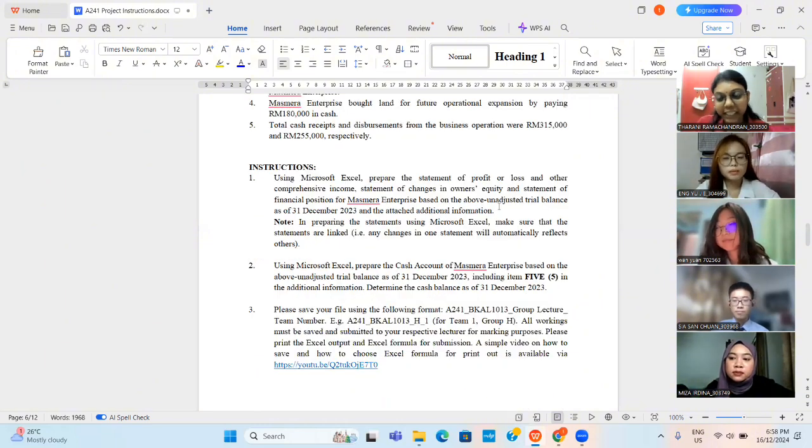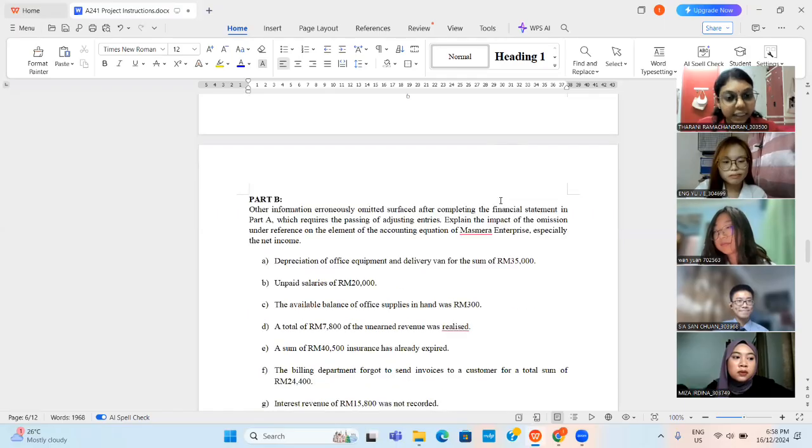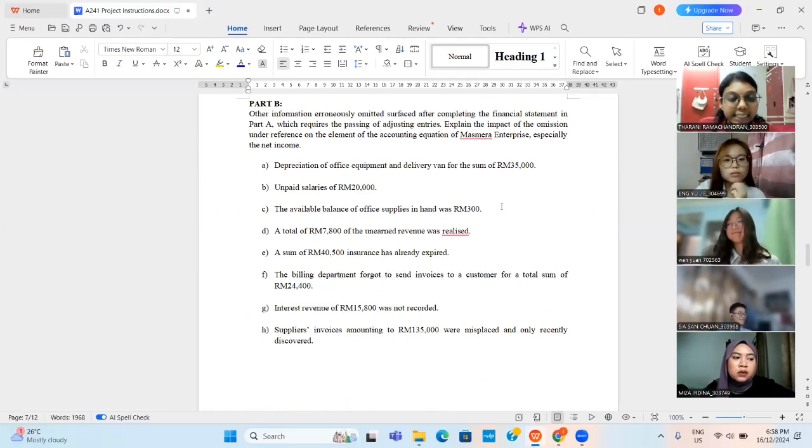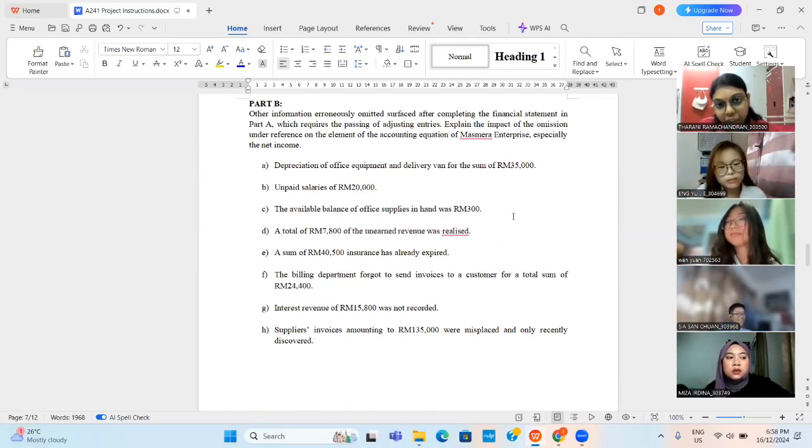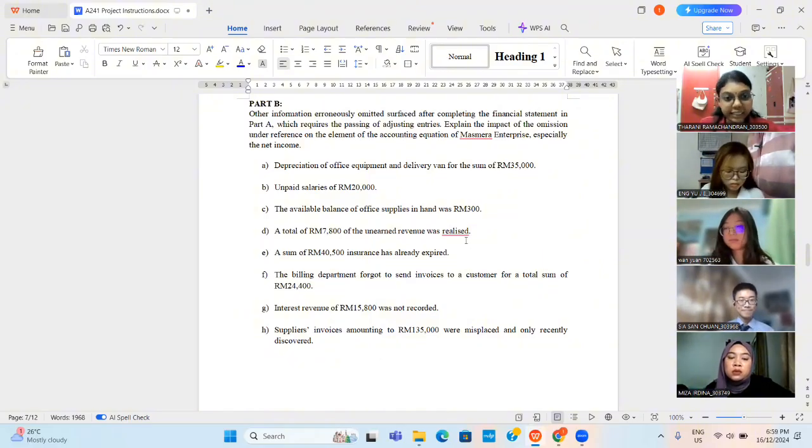Okay, thank you, Sian, for the explanation. Part B is about the adjusting entry. There is some error, so we need to do adjustment. Does anyone have an idea how to do this question?